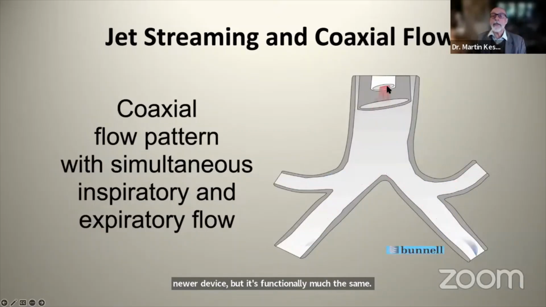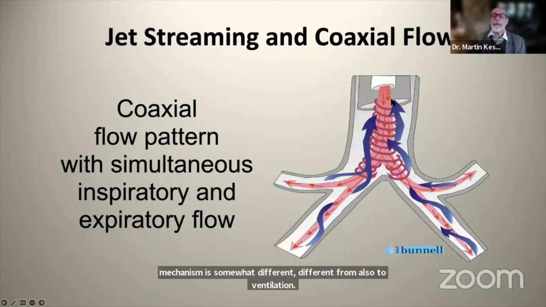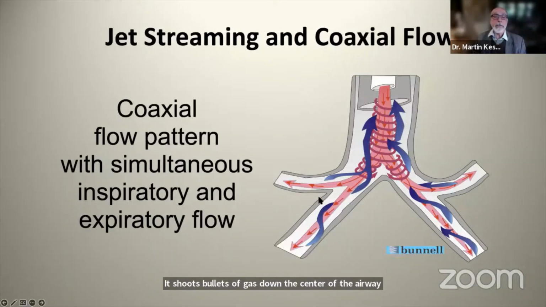So the gas exchange mechanism is somewhat different from oscillatory ventilation. It shoots bullets of gas down the center of the airway, displacing gas that's resident there. There's some simultaneous exhalation that occurs. It can bring up secretions. If you start jet ventilation on a baby with meconium aspiration, you sometimes flood it with meconium.